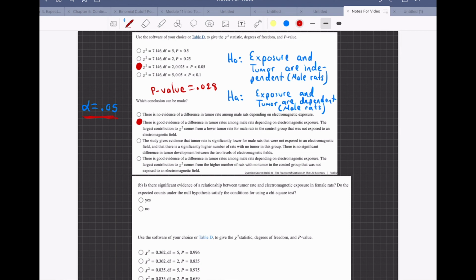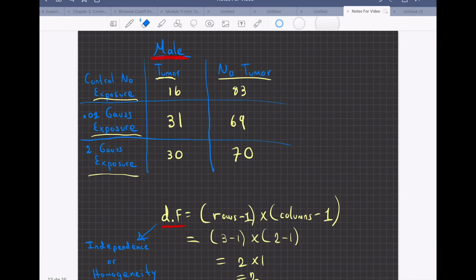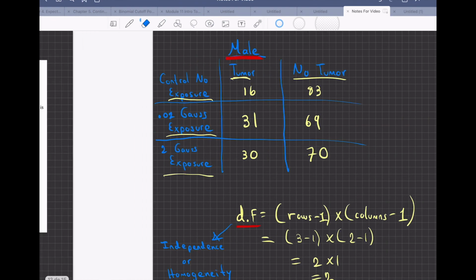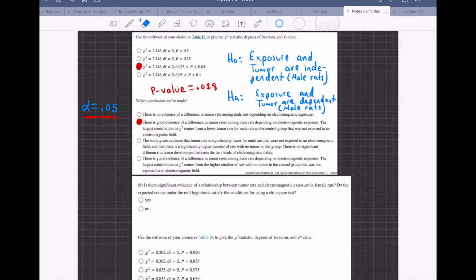And is there significant evidence of a relationship between tumor rate and electromagnetic exposure? Yes, in male. No, this is for... I'm sorry. I thought this was for the other one, but this is for the female. We're working with the male. Oh, now this is part B. This is for the female. So we are done up to this part with male.